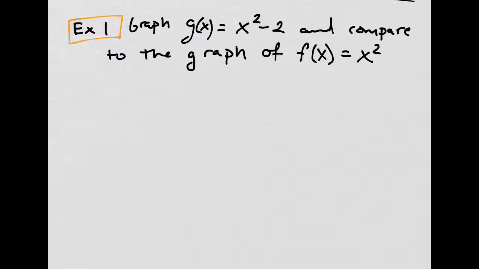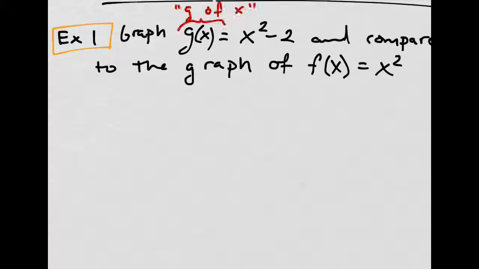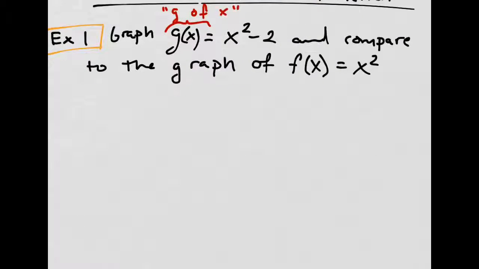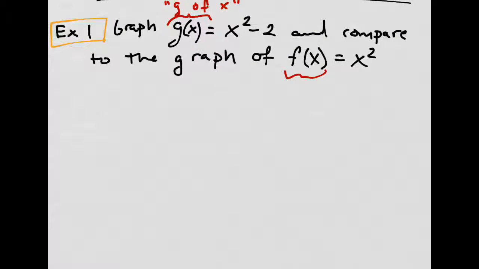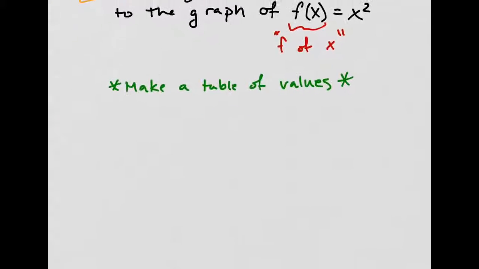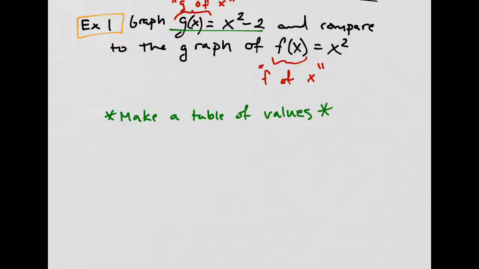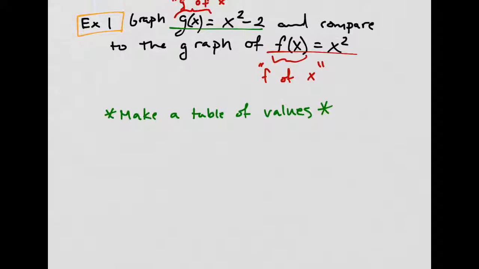It says graph g of x, that's how you read that. I'll write that down. Graph g of x equals x squared minus 2, and compare to the graph of f of x equals x squared. Okay, so to graph this, all we have to do is plug in points. Make a table. This should be pretty easy, so I'm going to do g of x in green, and I'll do f of x in red.